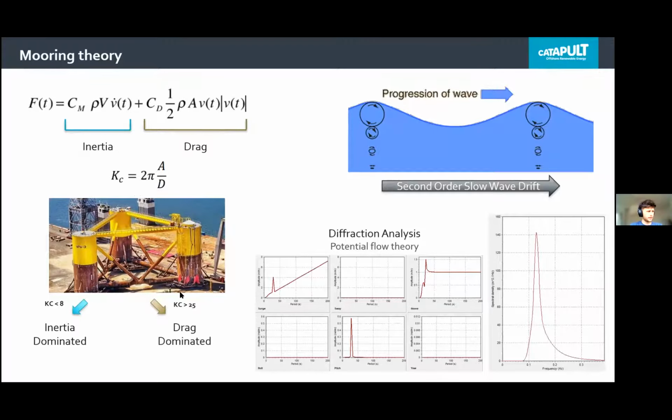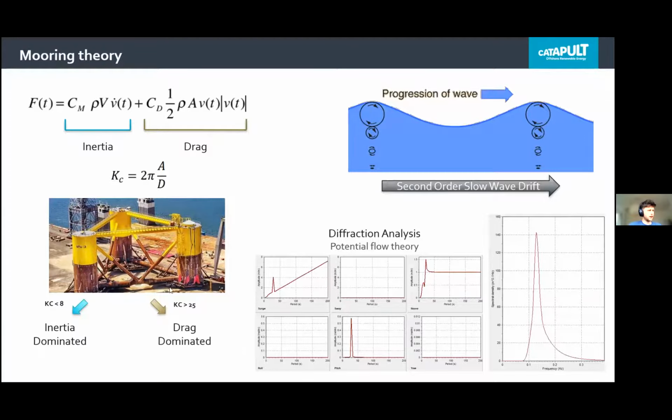Now, ideally, we'd want to solve fully coupled CFD analysis, which would require solving all of the Navier-Stokes equations. But this is obviously extremely computationally expensive. So to get around this, we make certain assumptions and use our theories. One of the common ways of doing this is using potential flow theory, where we assume flow is inviscid and irrotational.